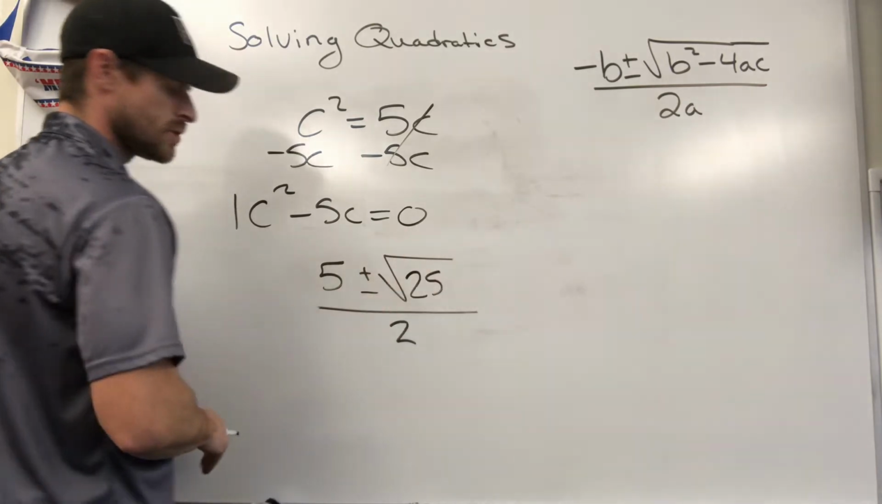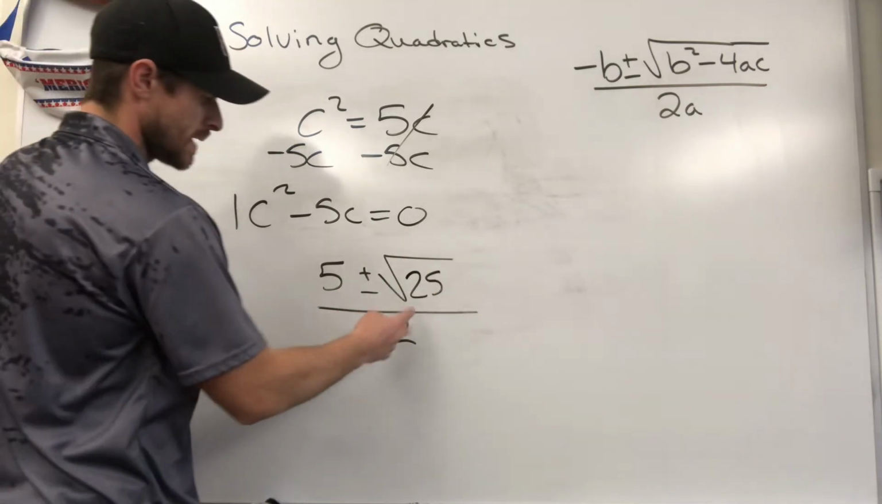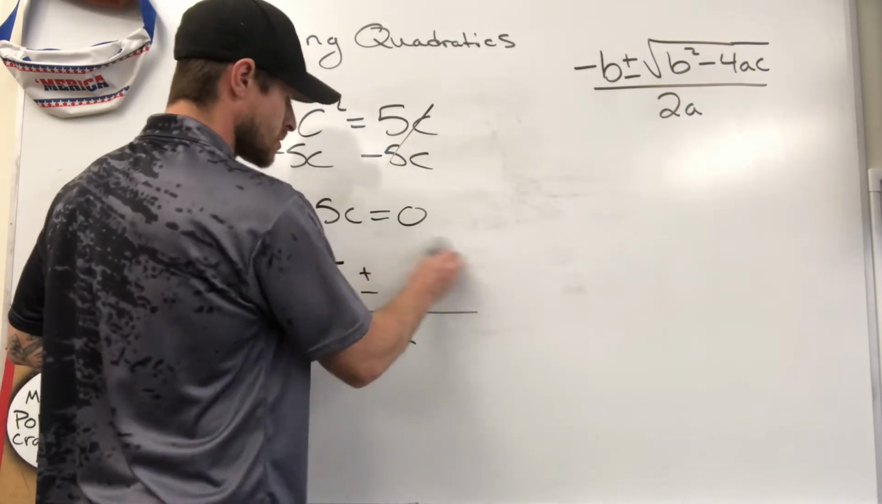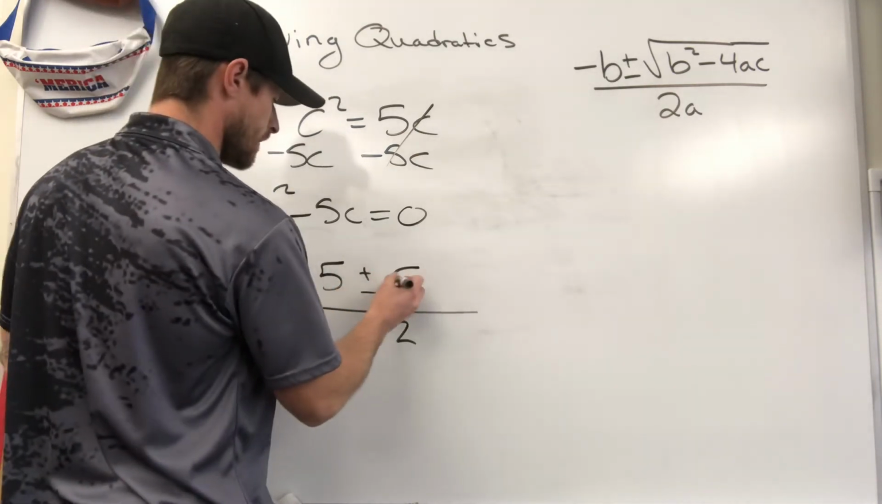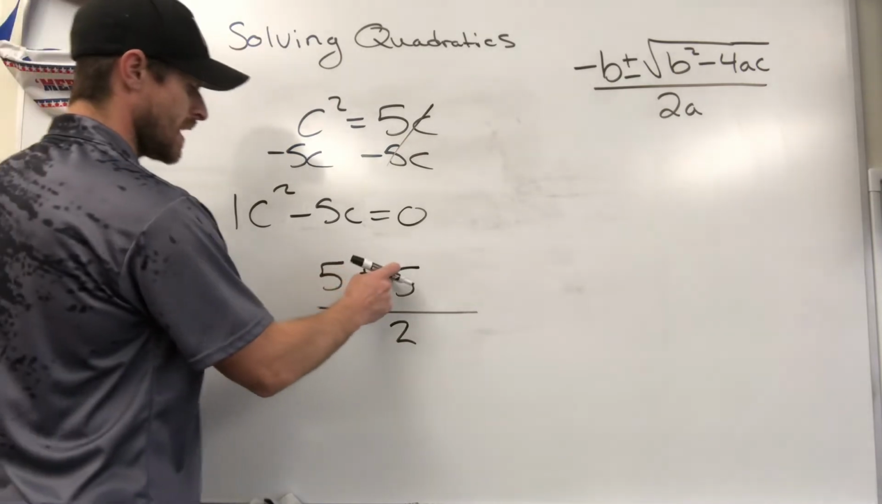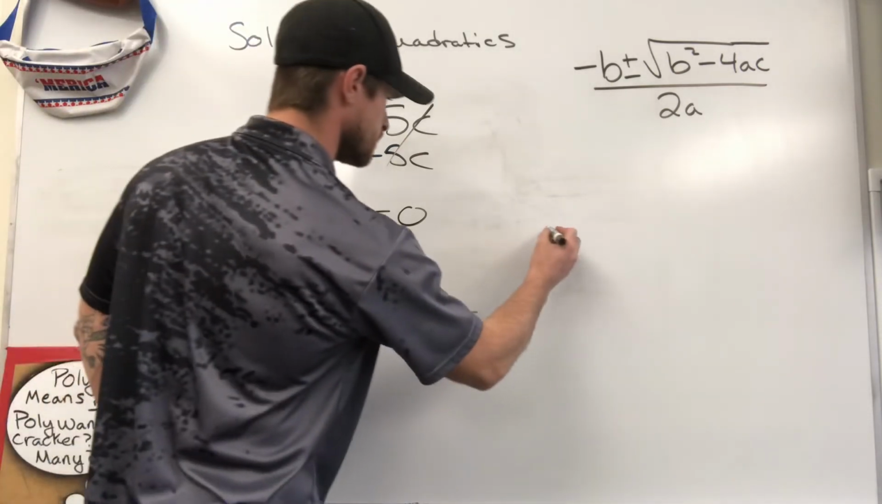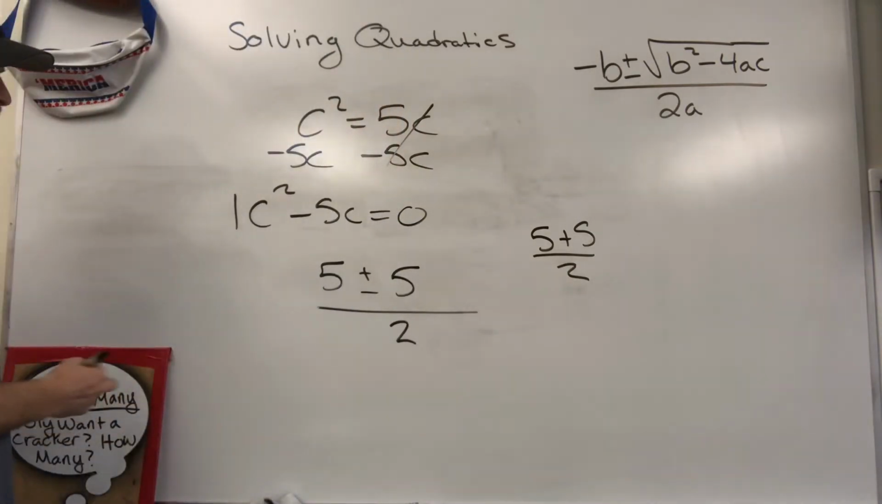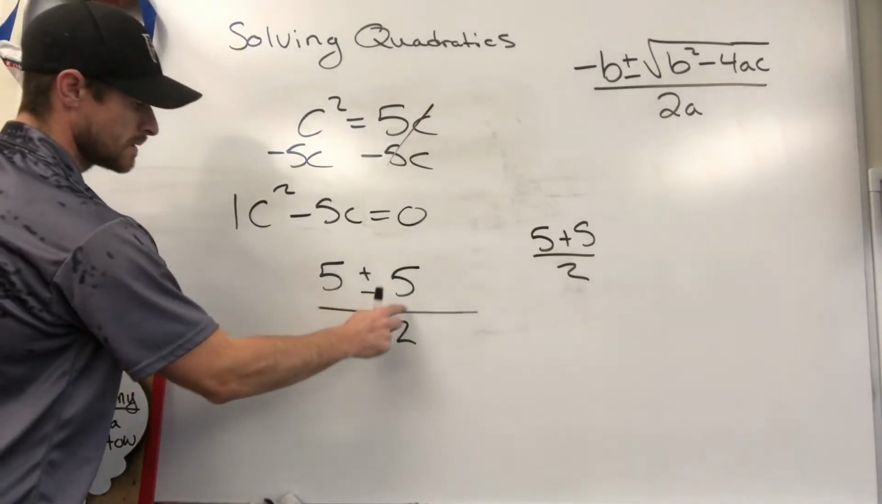Square root of 25 just turns into what? What number times itself makes 25? This one actually comes out nice for us. It's a perfect square root, so it just comes out to 5. So we need to do 5 plus 5 divided by 2, and we need to do 5 minus 5 divided by 2.